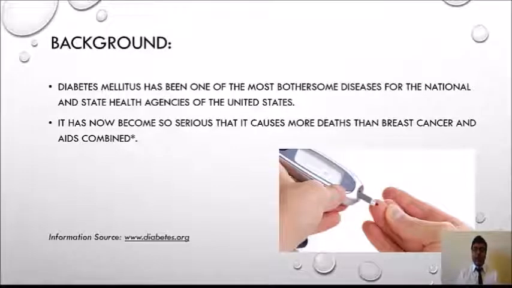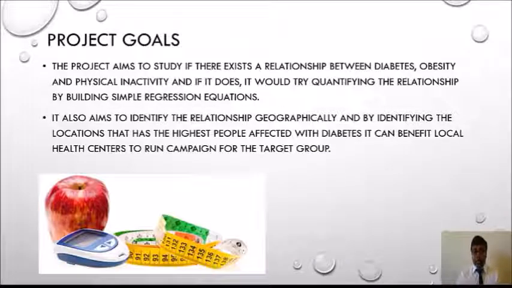We all know that diabetes mellitus has been one of the most bothersome diseases for international and state health agencies across the United States. This is because more people are getting diagnosed with diabetes every year. It has become so serious that it causes more deaths than breast cancer and AIDS combined. There are a lot of reasons why diabetes can occur. We have chosen two important ones: obesity as well as physical inactivity.